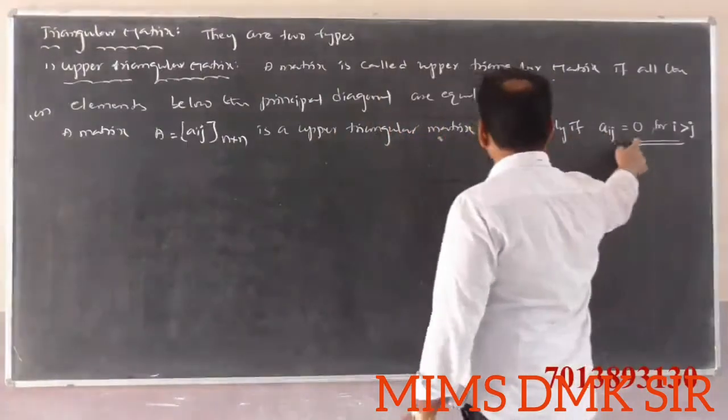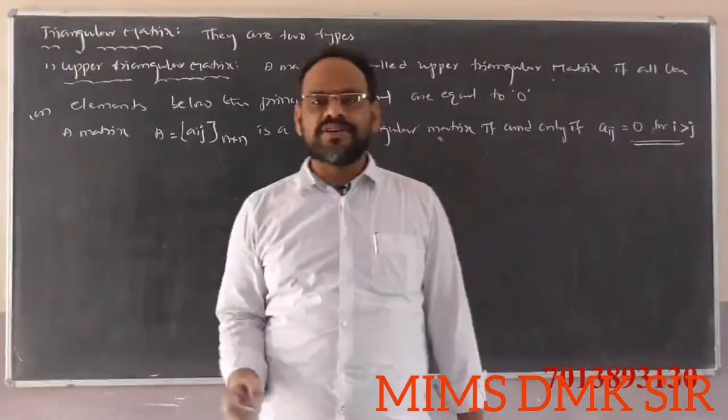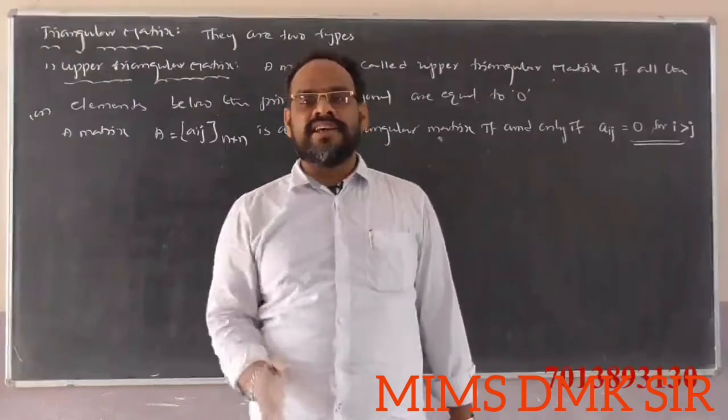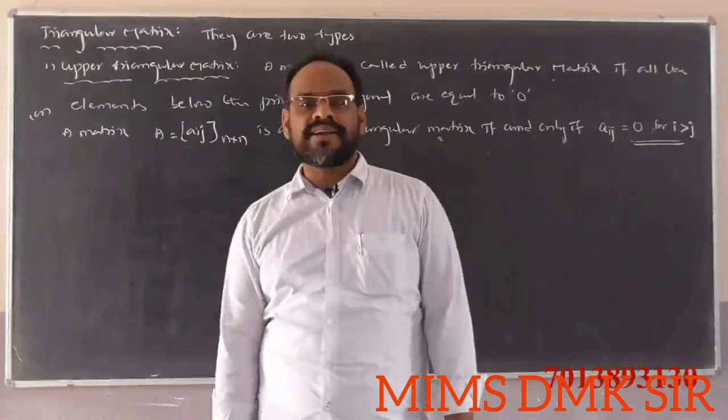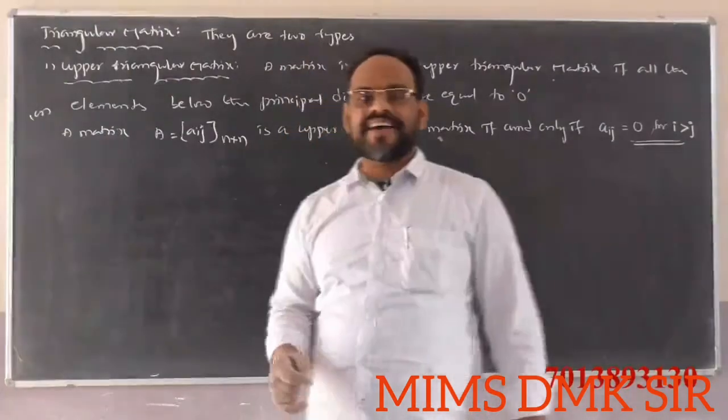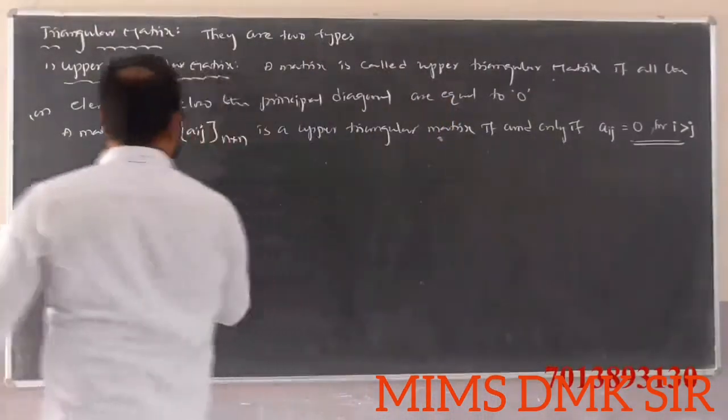Aij has value 0, for i greater than j. For i greater than j, the element value is how much? 0. Then the matrix is called what? Upper triangular matrix. Then the matrix is called upper triangular matrix.